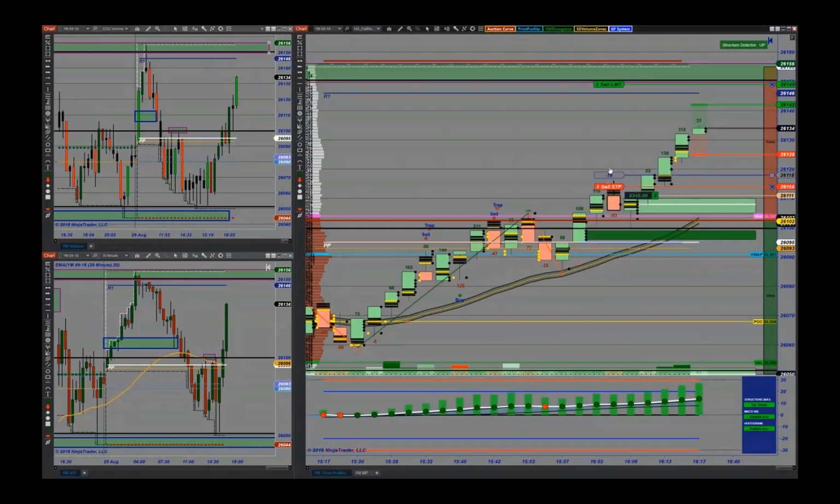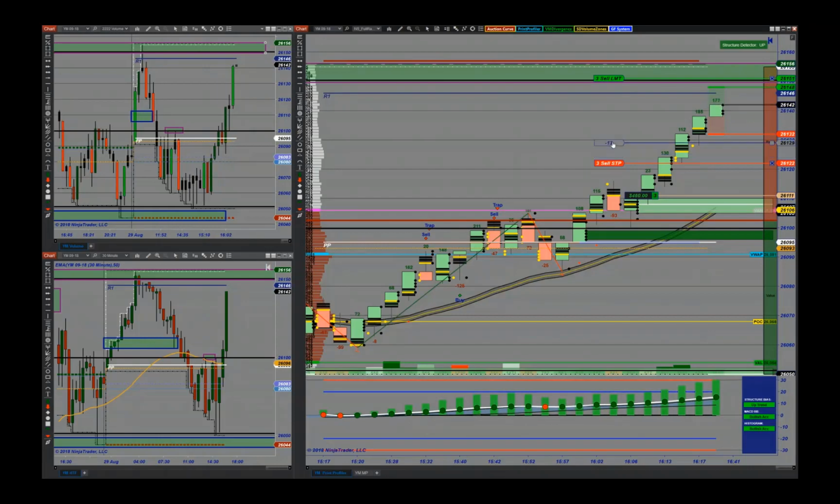Okay, so let me move my stop up now to here. Just lock in a little bit more profit. Pushing up nicely now, so I don't want to be greedy here. Let's take it to the next level. So I'm just gently moving my stop just below the low of the previous bar.